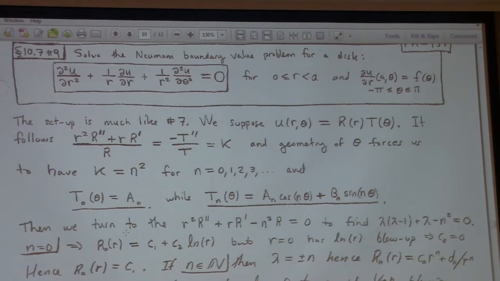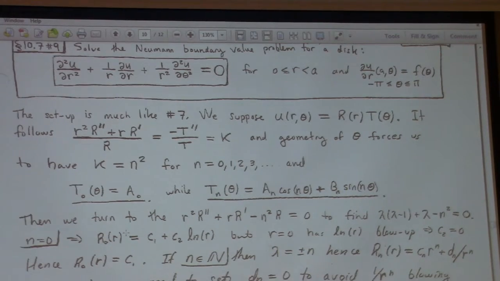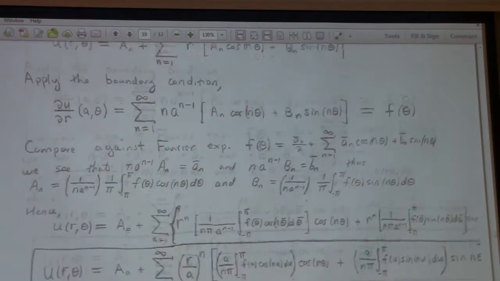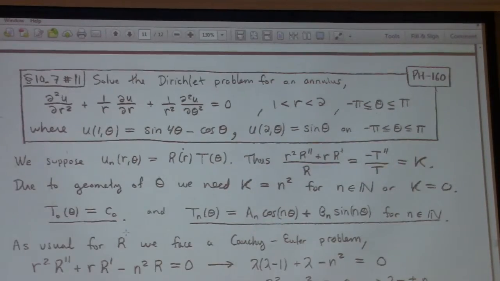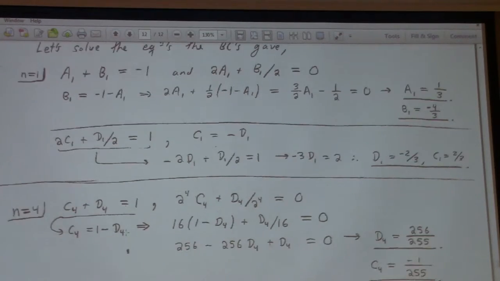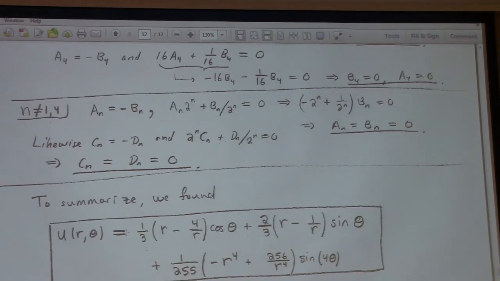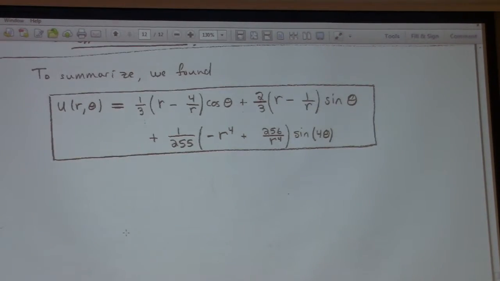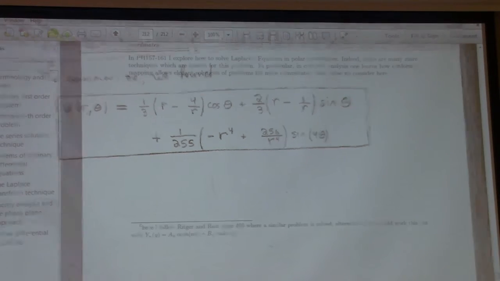Here's another polar problem with a Neumann boundary value problem. Solution here to look at, enjoy. Another Dirichlet problem on an annulus. Periodicity of the theta function also comes into play here, which is some new feature. Didn't get to see that before. So there's some nice examples.